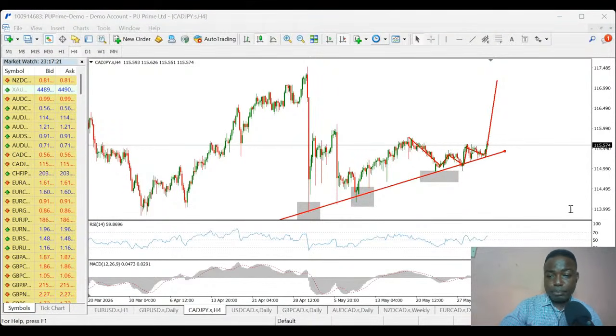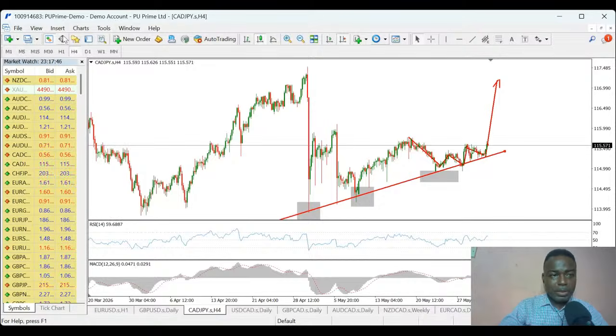That means as we approach the new day, which is going to be Wednesday, the 3rd of June 2026, you can look for an upward breakout, a bullish breakout on the CAD JPY on the 4 hour time frame. It's a bullish setup, and we anticipate price to break out and start trading in the upward direction.